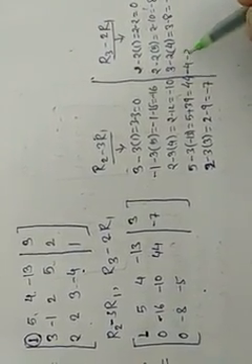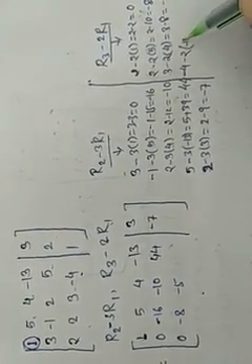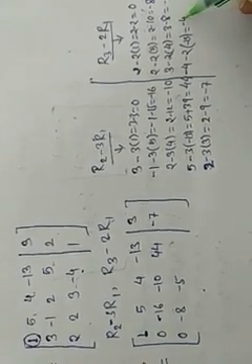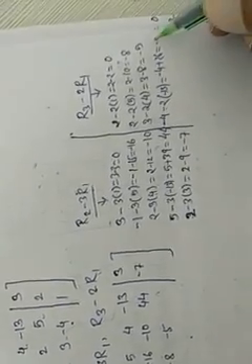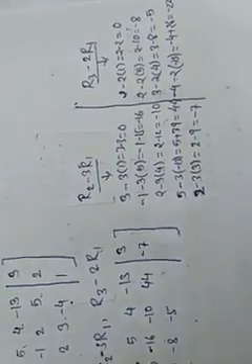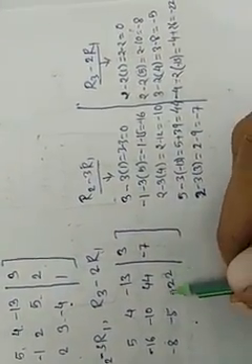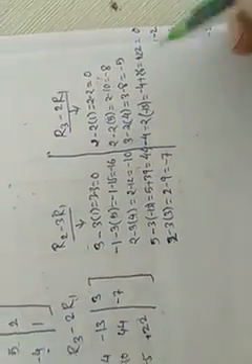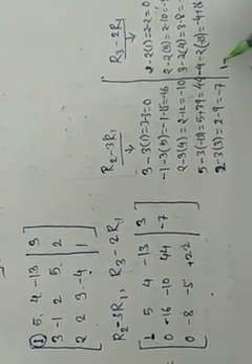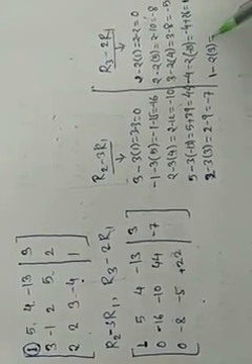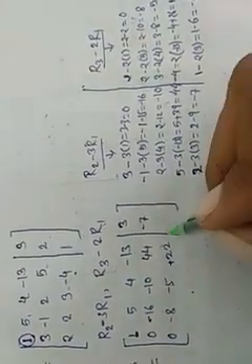Minus 4 minus 2 into its corresponding value, minus 13, which gives minus 4 plus 26, which is equal to 22. Sorry, it is plus 22 here. And the last value is 1 minus 2 into 3, which is 1 minus 6, which is minus 5.